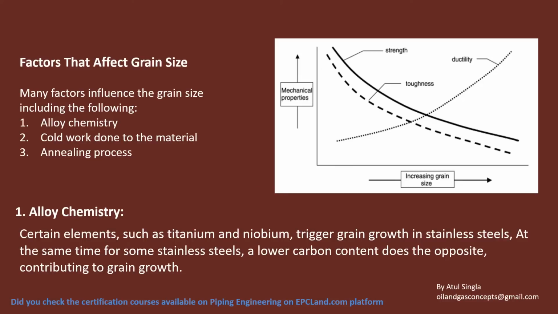This is just a property of these elements, which, if available in the steel, will have an impact on the grain size. This is why we call it alloy chemistry: we have a few elements which have their own properties and their own impact on the grain sizes. Once the grain growth is there, these properties decrease. Once the carbon is there, it will have the opposite impact. So strength will increase and toughness will increase, but at the same time ductility will increase if the carbon content is low.